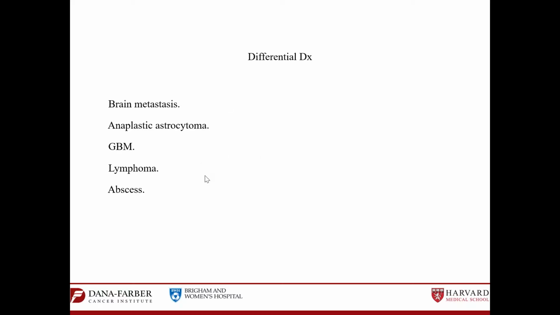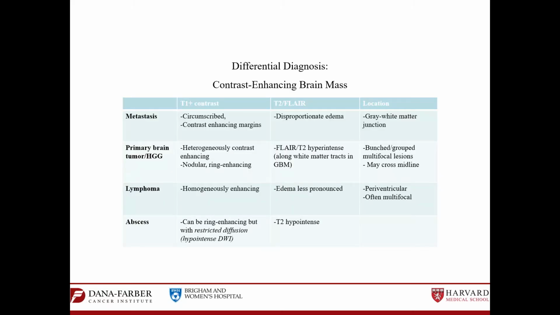So when you look at the T1 post-contrast for those brain metastasis lesions, you have a wide differential that you may think about. It's either brain metastasis, anaplastic astrocytoma, glioblastoma multiforme, lymphoma, or abscess. So that table could summarize the biological features of each entity. Maybe it's helpful to differentiate, but sometimes it's really hard.